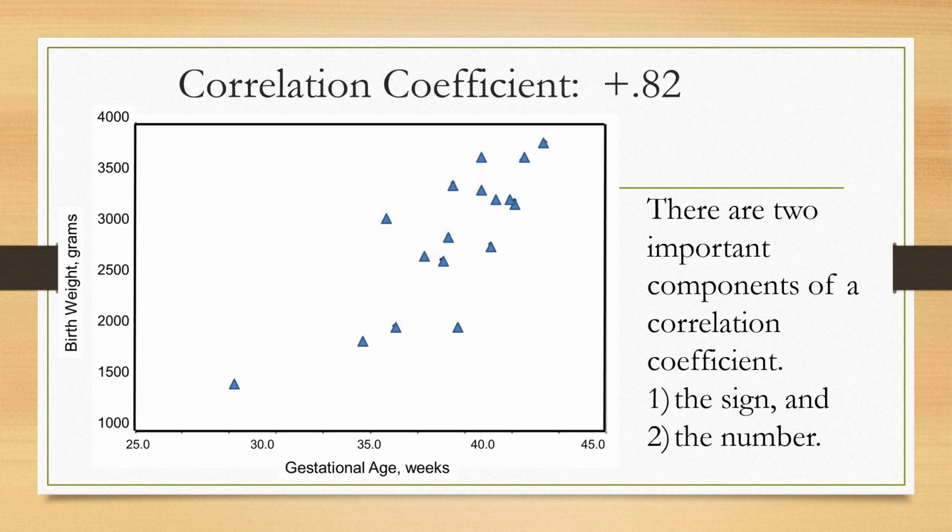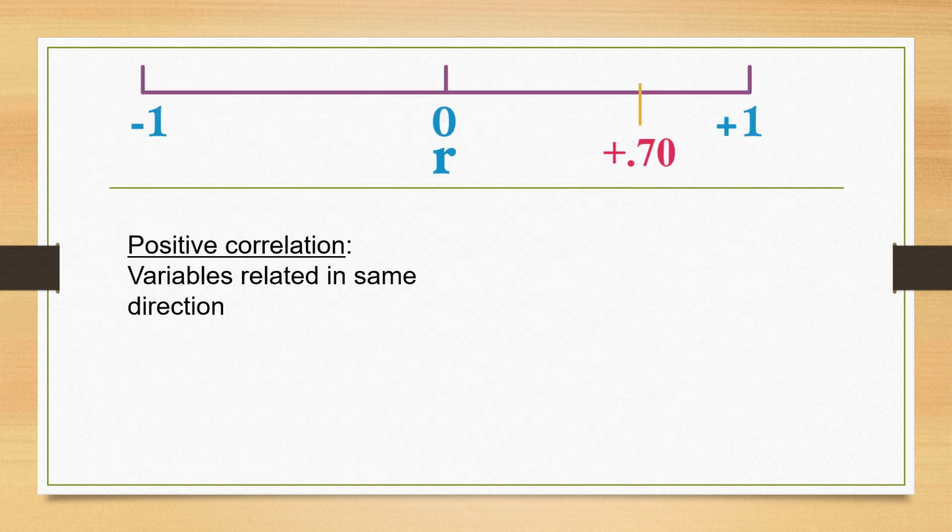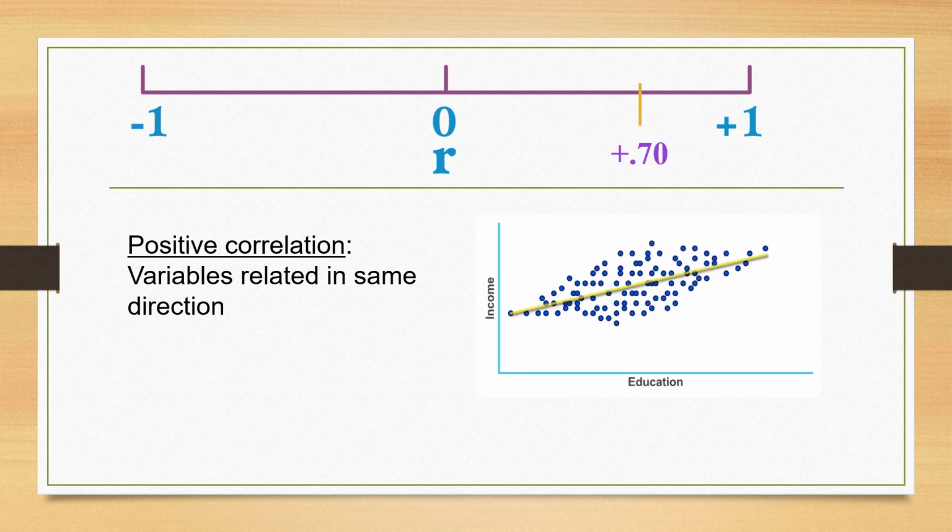Well, there are 2 important components of a correlation coefficient, the sign and the number. Let's first examine the sign. Correlations can be negative or they can be positive. Positive correlations exist when as one variable increases, the other variable tends to increase as well, or as one variable decreases, the other variable tends to decrease too. In other words, both variables are moving in the same direction.